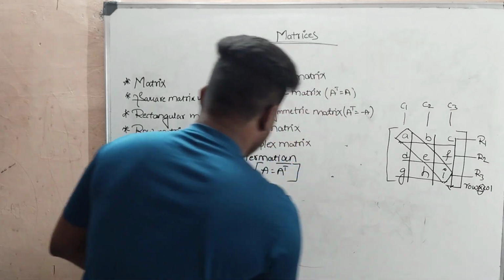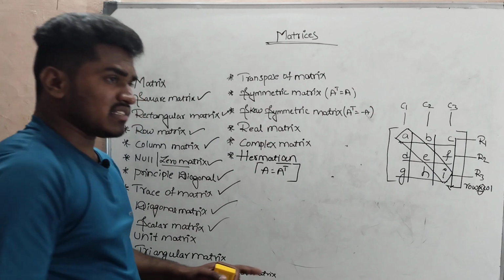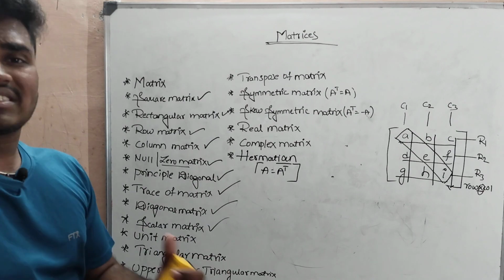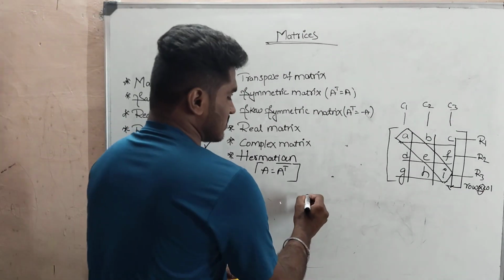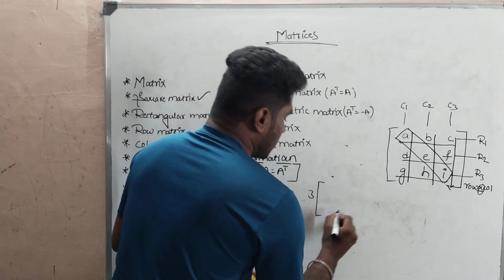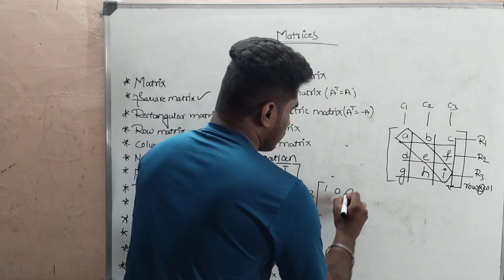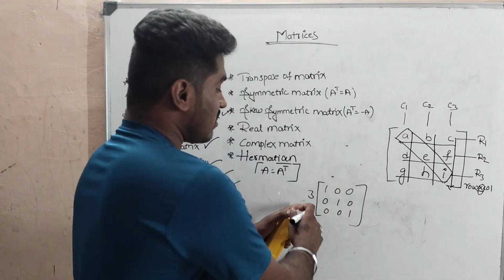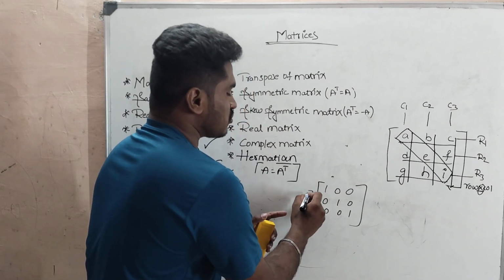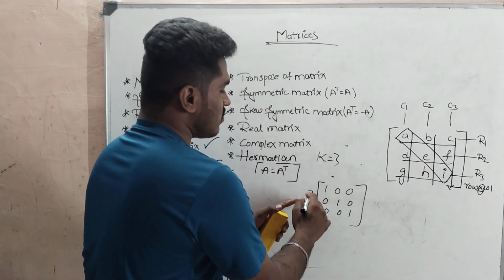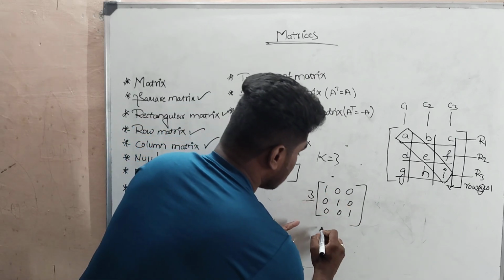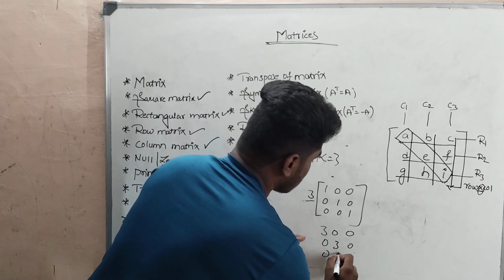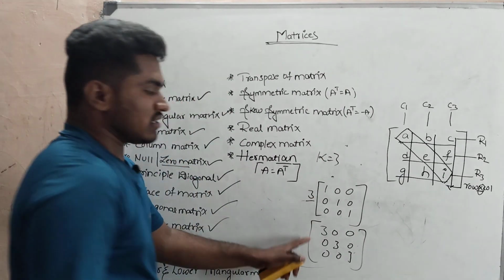And then coming to the scalar matrix, a scalar matrix is nothing but a unit matrix which is multiplied by any one scalar. Let's assume 3 as a scalar. So this unit matrix is multiplied by the scalar 3, and we get 3 0 0, 0 3 0, 0 0 3, likewise. So this is what the scalar matrix is.